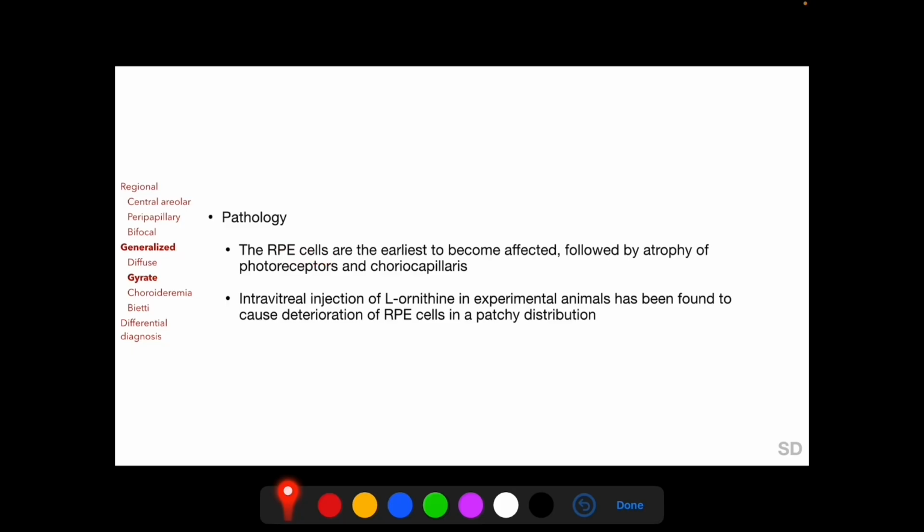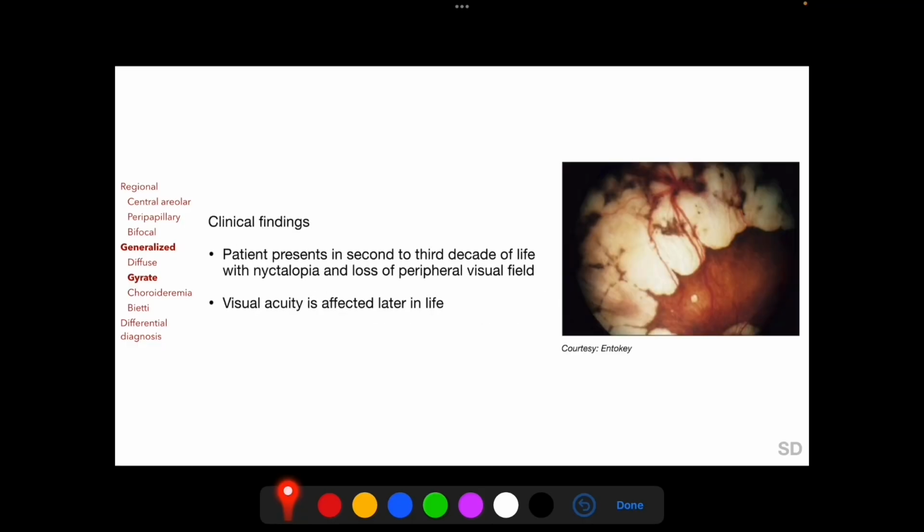The RPE cells are the earliest to become affected in gyrate atrophy, followed by atrophy of the photoreceptors and choriocapillaries, and it has been found that intravitreal injection of L-ornithine in experimental animals caused deterioration of RPE cells in a patchy distribution. Patients with gyrate atrophy of the choroid and retina present in the 2nd to 3rd decade of life with nyctalopia and loss of peripheral visual field, but visual acuity is affected only later in the disease process.